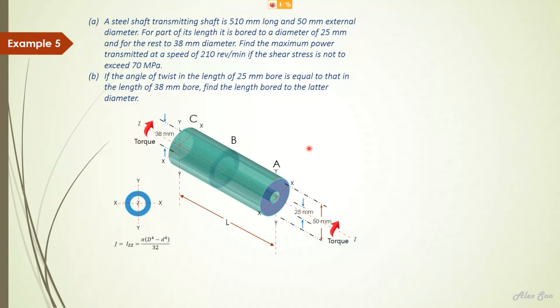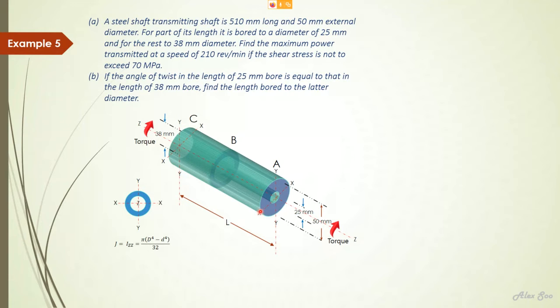So this is the diagram. I have drawn the diagram. This is the total length, 510 millimeter. So you have internal diameter 25 and internal diameter of 38 mm. But the external diameter for both sections is 50 mm. So the 25 mm diameter is through one section here, and then the second part, which is 38 mm, is somewhere around here.